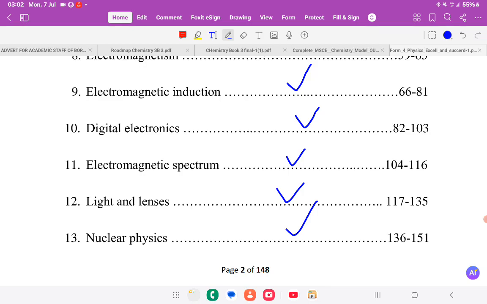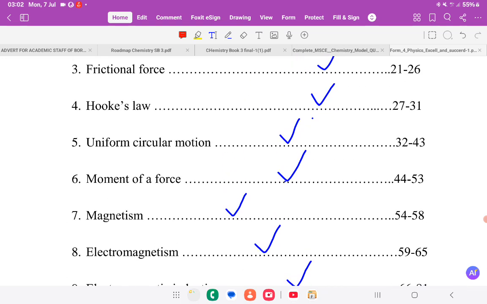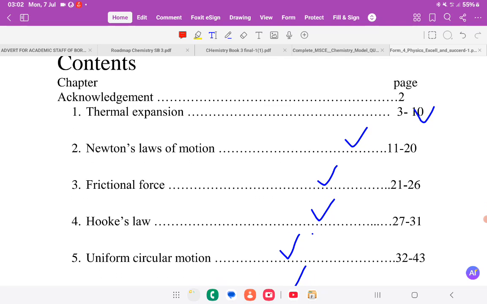So plan yourself in such a way that before you sit your 2026 exams, you've covered all these topics fully well.